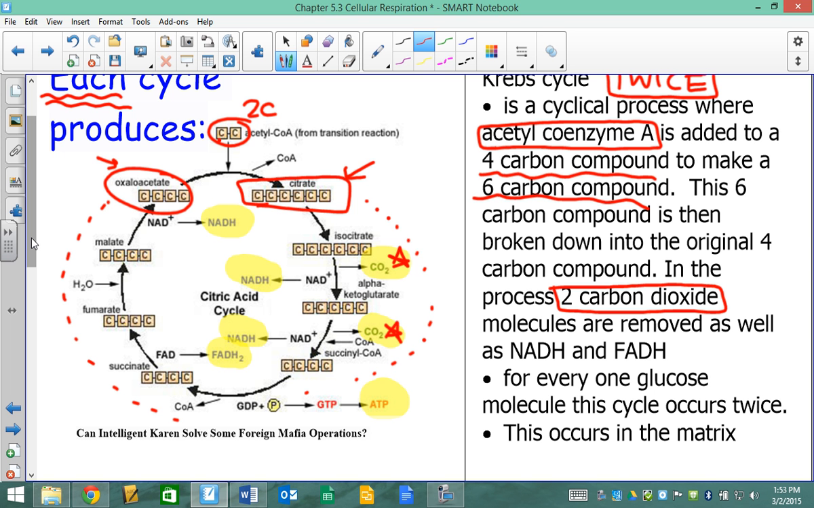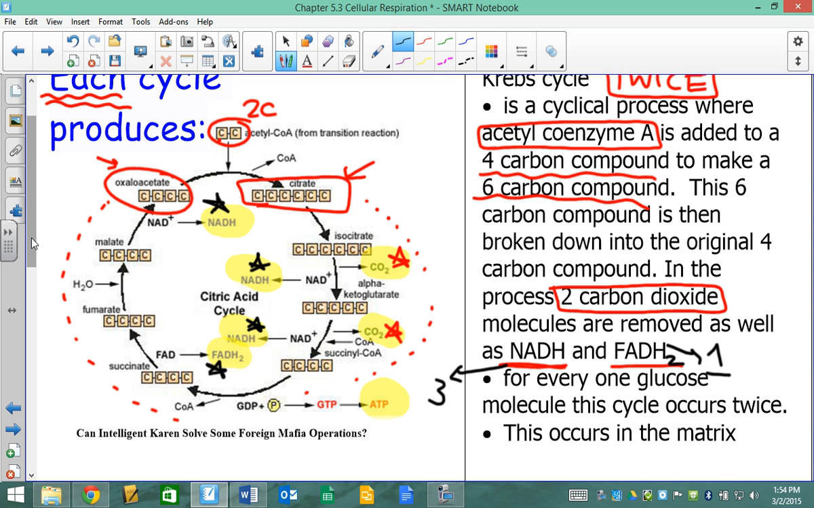The other thing that I get is NADH, oh, that was missing a 2, and FADH2. Now, in total, if I look at what I'm getting, I get NADH over here, NADH over here, NADH over here. I get 3 of them. FADH2 only happens once, right there. So I just get 1 of those.